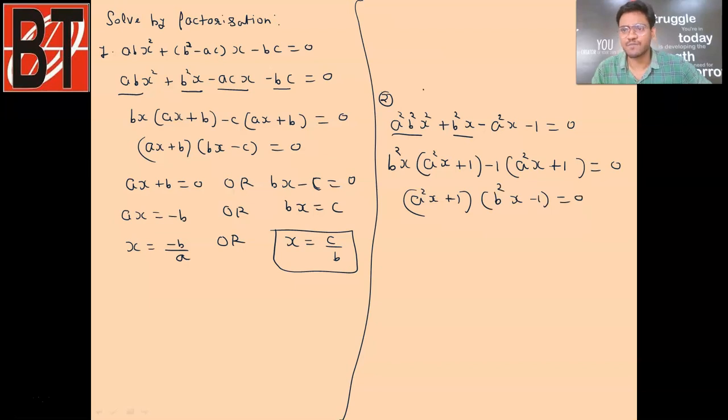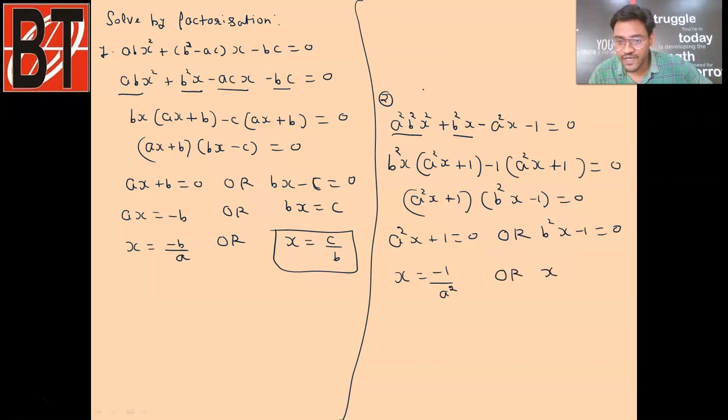Now students, it's very simple, you can equate the two brackets to 0 and you will get the values. So either a square x plus 1 is equal to 0 or b square x minus 1 is equal to 0. Now students, from here you will be getting the value of x directly. I am writing minus 1 by a square, or from here you will be getting the value of x plus 1 upon b square, okay students. I hope it's very clear to you, okay. So the required answers are minus 1 upon a square and plus 1 upon b square. These two will satisfy the given quadratic equation, okay.